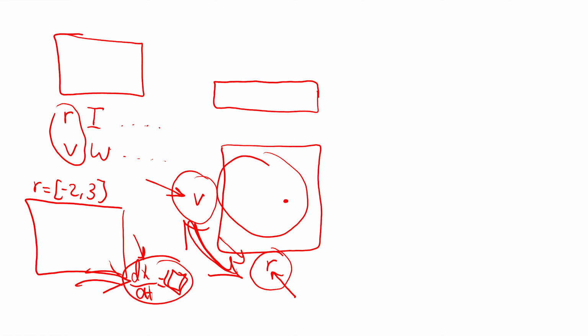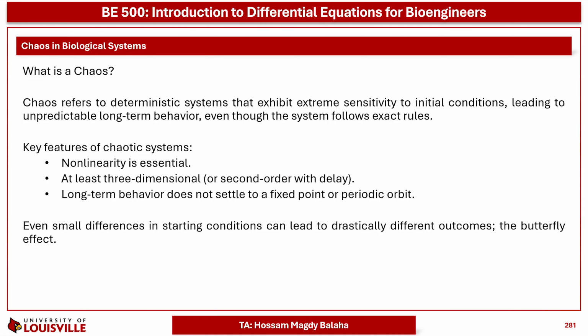So we switch the gears from focusing on analytical behavior to numerical and qualitative behavior. Let's move to another concept called chaos. Chaos refers to deterministic systems that exhibit extreme sensitivity to initial conditions, leading to unpredictable long-term behavior, even though the system follows exact rules. So simply we have a system that, based on the initial conditions, can exhibit chaotic behavior in the long term.